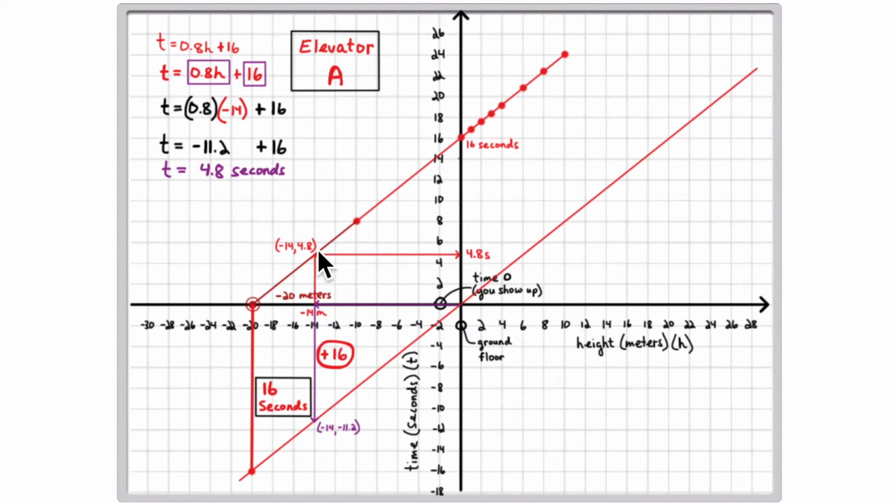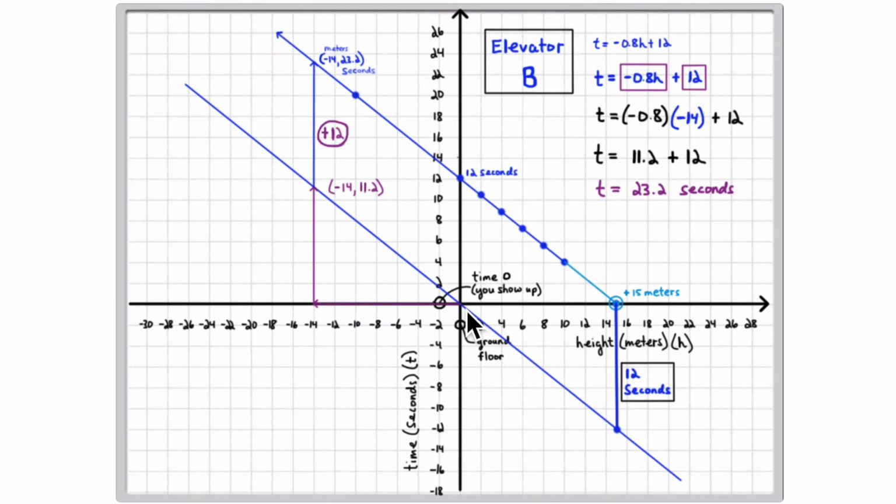The point is that you have to continually add the 16 seconds because you started out behind. You started out at negative 20 meters, not at 0. It's the same thing for elevator B. If you started out at 0, then elevator B is traveling down, down, down, down, down as it goes this way. So this is negative height as time goes forward.